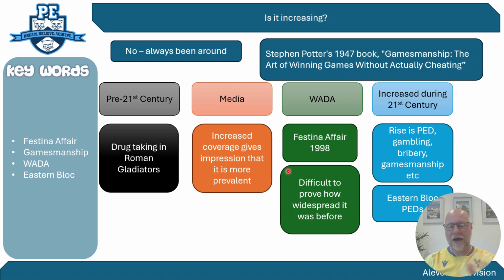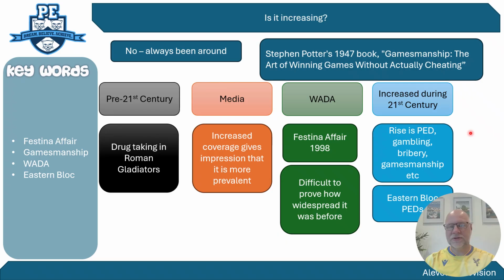And it's difficult, without WADA being around and developed, to prove how widespread it was prior to that formation. So what we're saying is that drug taking was happening, and it wasn't until 1998 that they really developed the systems to try and check if people were taking drugs. And that was a key point in the turnaround for drug doping testing and prevention. So yeah, and it has increased in the 21st century.